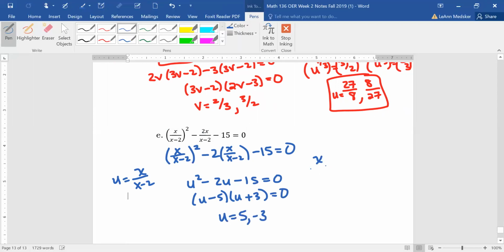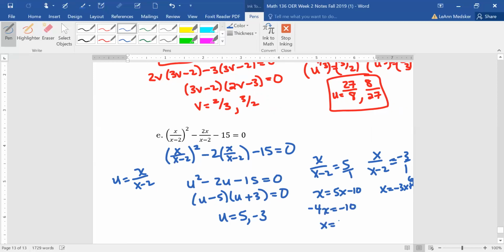Back substitute, that means x over x minus 2 equals 5, and x over x minus 2 equals negative 3. Think about those as proportions. We're going to cross multiply. So this is x equals 5x minus 10. The other one will be x equals negative 3x plus 6, because it's a negative times a negative. Subtract this over, so that's going to be negative 4x equals negative 10. So I divide by negative 4, that's going to be 5 halves once you reduce it. So 5 halves for the first one.